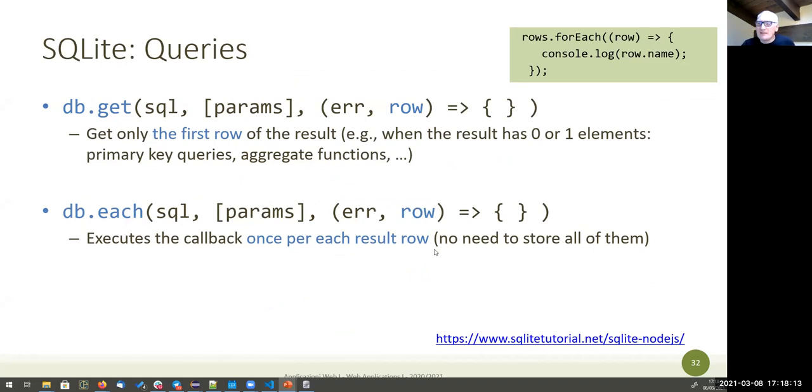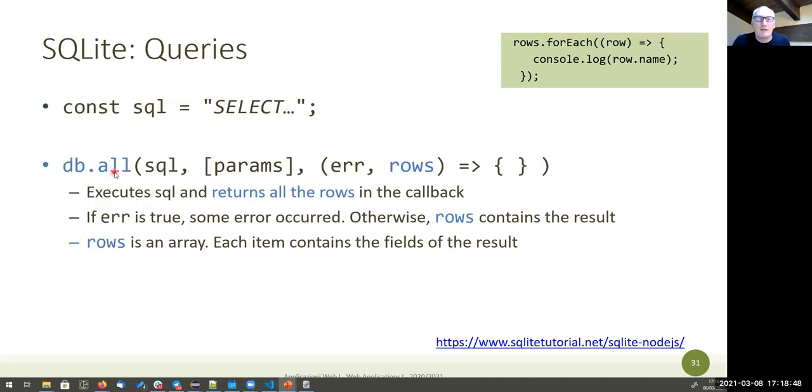What does it mean? It means that the callback receives only one row, and the callback is called many times, one per every row. So if you have many, many rows, instead of waiting for all of them to arrive, as soon as one row of the result arrives, your callback is executed, and then the second one arrives, and the second one is received, and so on. So if we need to process them on the fly, you can use this each method with the same query, or if you had to store all the results, in any case, maybe all is easier.